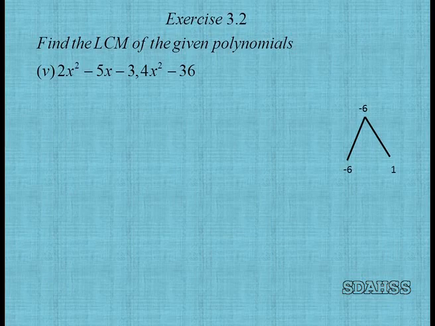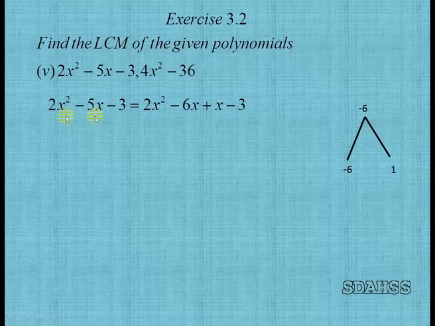Exercise 3.2, second sum. Find the LCM of the given polynomials: 2x² - 5x - 3 and 4x² - 36. Consider 2x² - 5x - 3 and factorize. Here the sum is minus 5 and the product is minus 6. Minus 6 can be written as minus 6 into 1. If you multiply, you will get minus 6. If you add, you will get minus 5.